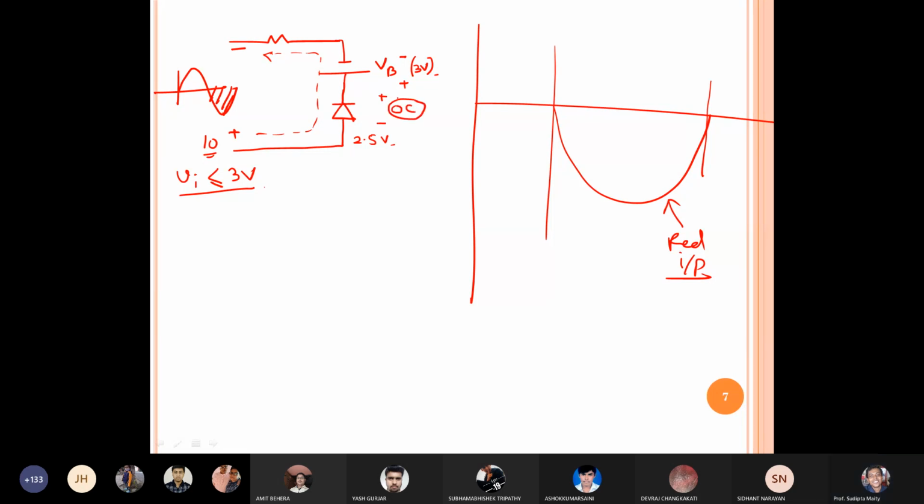Agree? Yes, sir. Any doubt for any student? For less than 3 volt, what will happen? Diode will act as open circuit. Agree? Yes, sir. Okay.